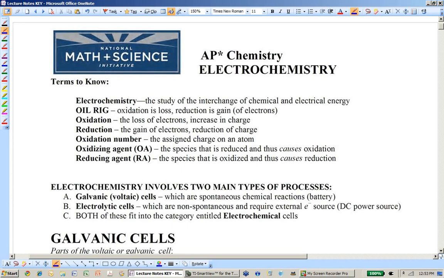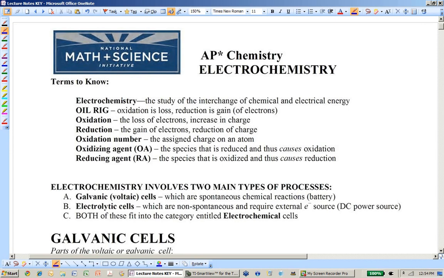Plus, it's easy. I wish we had a set of mnemonic devices and acronyms and easy little memory tricks for you for each and every unit that we do, but that's just not necessarily the case. But this one is particularly student-friendly, and I'm hoping that you enjoy it as much as I do.